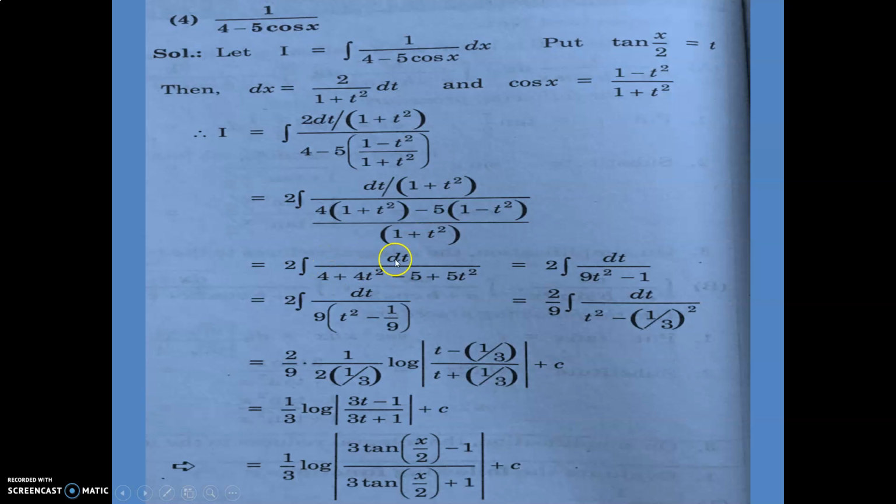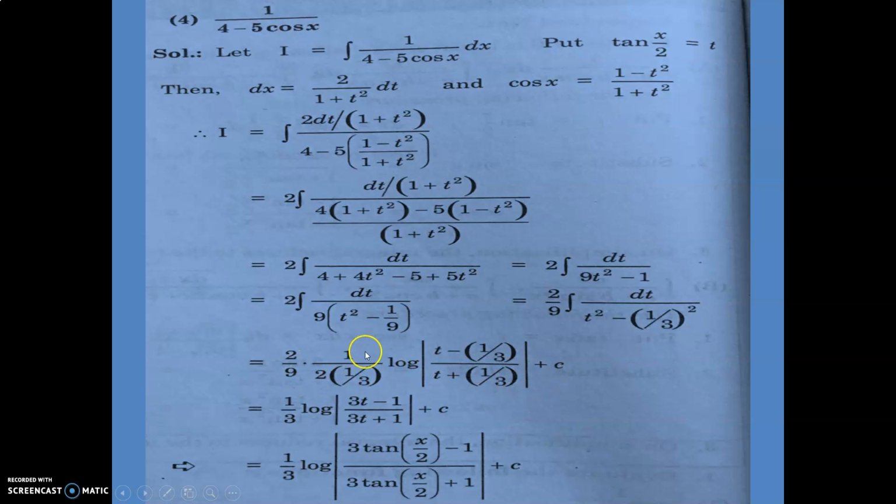So 2 into integral dt upon 4 plus 4t square minus 5 plus 5t square. Now this is 9t square minus 1. You can take this 9 outside. So 2 upon 9 integral 1 upon t square minus 1 upon 9 you will get, and this 1 upon 9 can be converted into 1 upon 3 whole square. Now this is again the 1 upon x square minus a square formula. So 2 upon 9, 1 upon 2a log mod x minus a upon x plus a plus c is the formula for that.